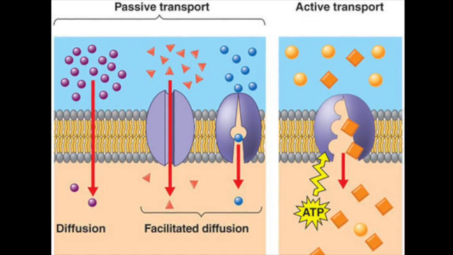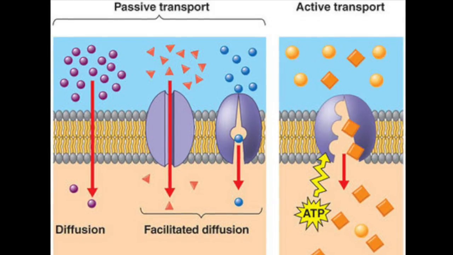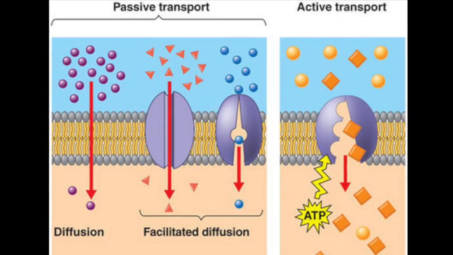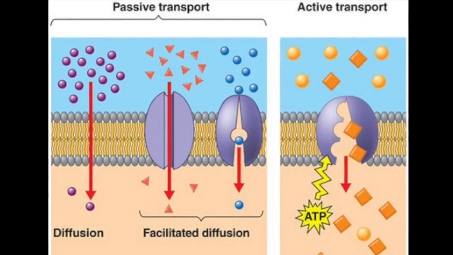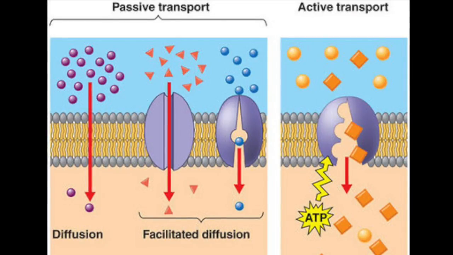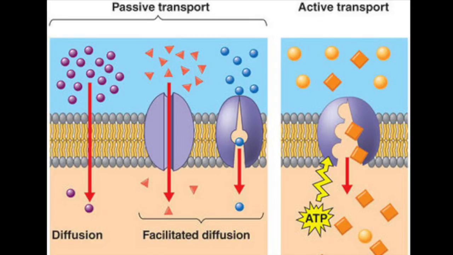Starting with passive transport first, we can break it down into three subsections, which is diffusion, facilitated diffusion, and osmosis. The most important one here to know is diffusion because both facilitated diffusion and osmosis are a specific type of diffusion. We keep talking about diffusion, but what exactly is diffusion?